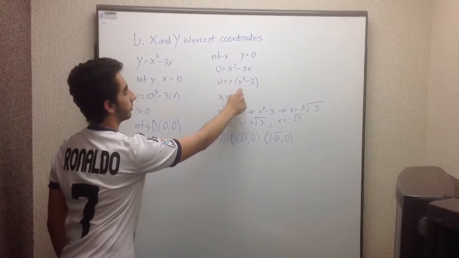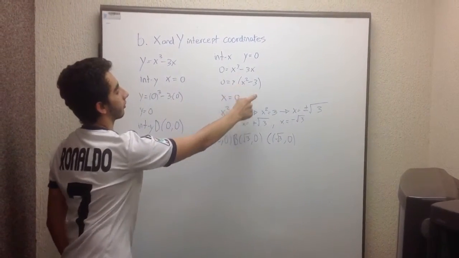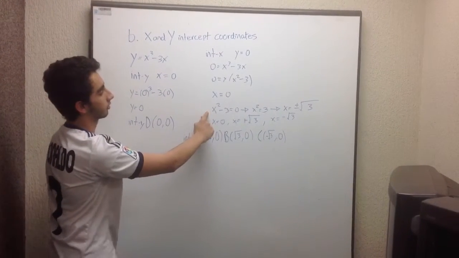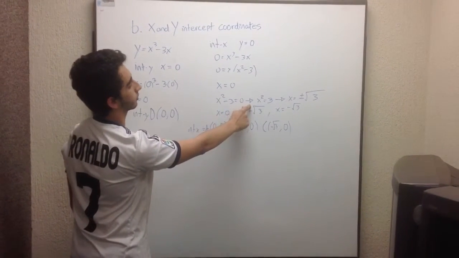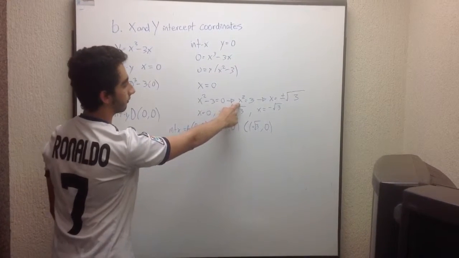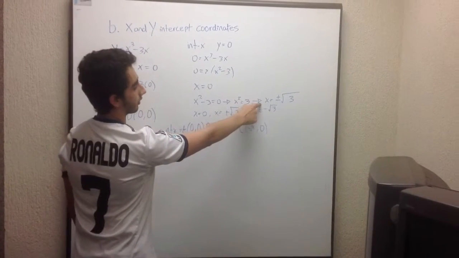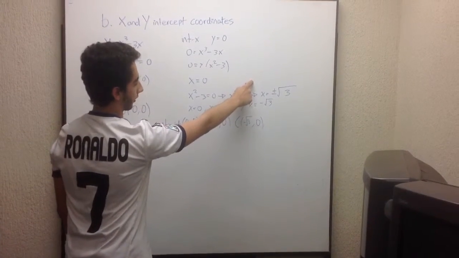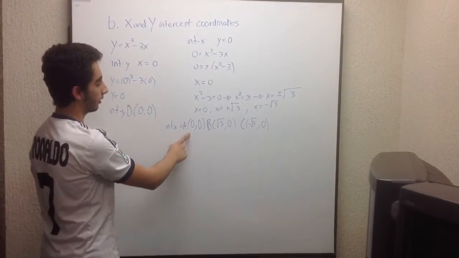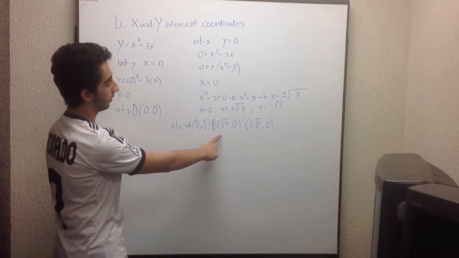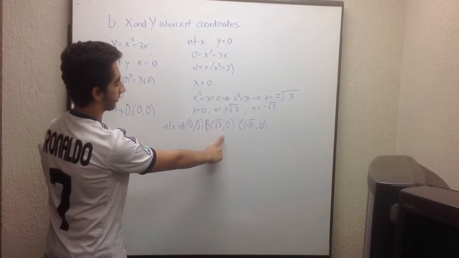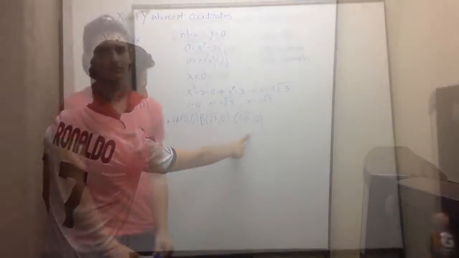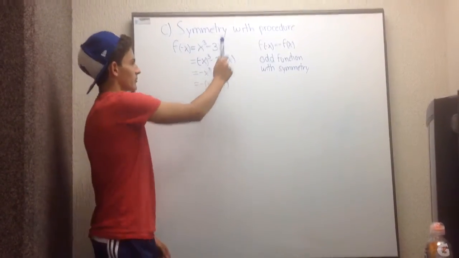And to find the other point, we have to isolate x. So we isolate here to x squared equals 3, and then x equals plus minus root of 3. So the 3 points are a 0, 0, b root of 3, 0, and c root of minus 3, 0.